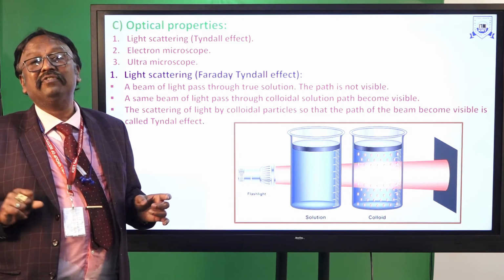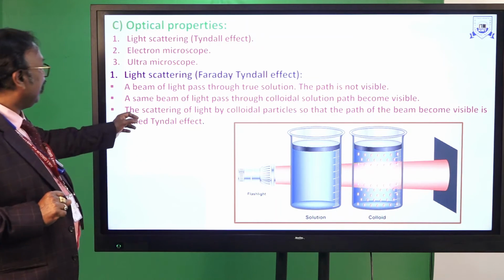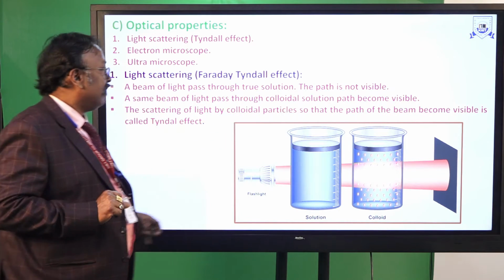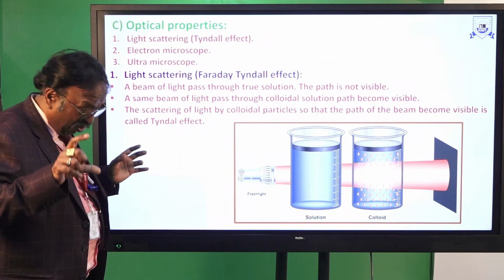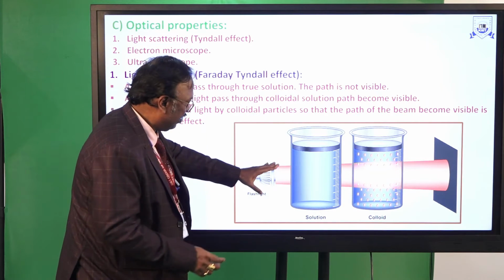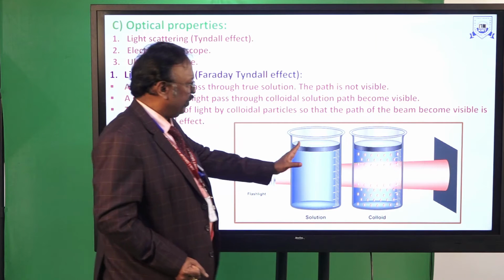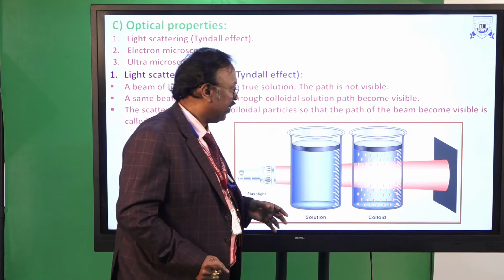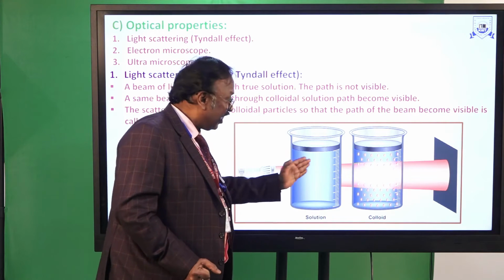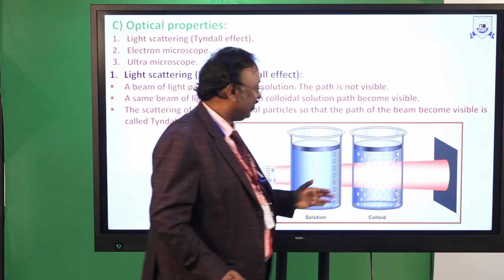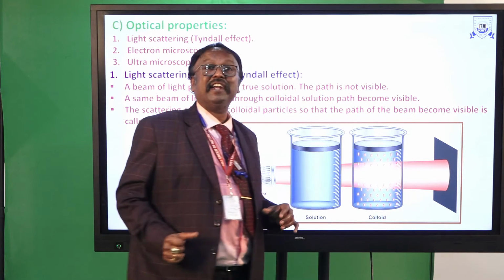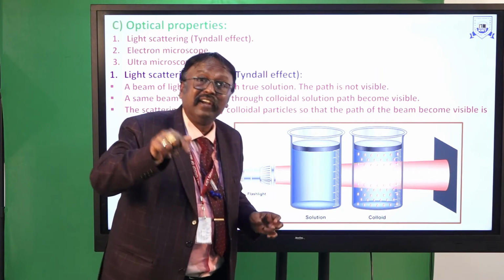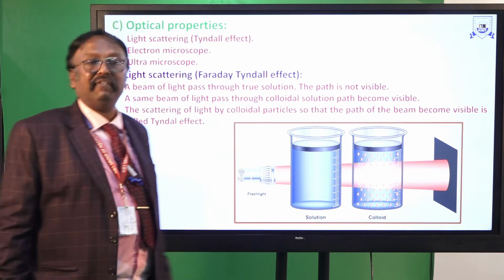Why? This is because of the scattering of light by colloidal particles, so that the path of the beam becomes visible. That effect is called the Tyndall effect. You see this is the flashlight. In one beaker we have taken a true solution, and in another beaker we have taken a colloidal dispersion. You see the light. The light cannot be seen in a true solution, but the path is visible through the colloidal dispersion, because of the colloidal dispersion only.